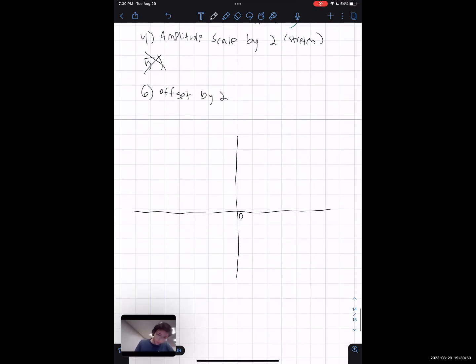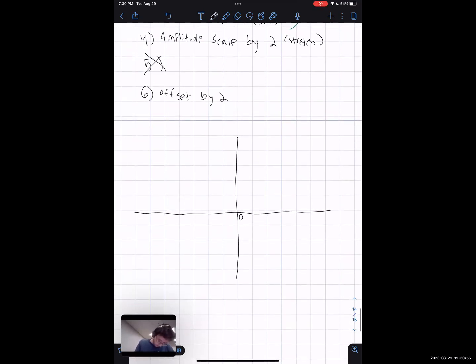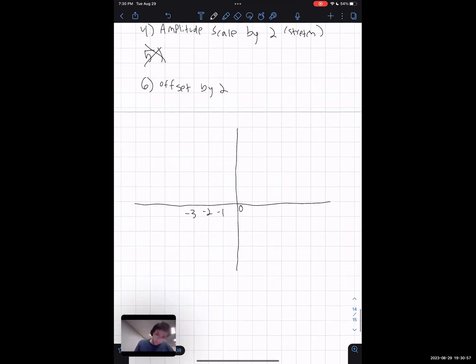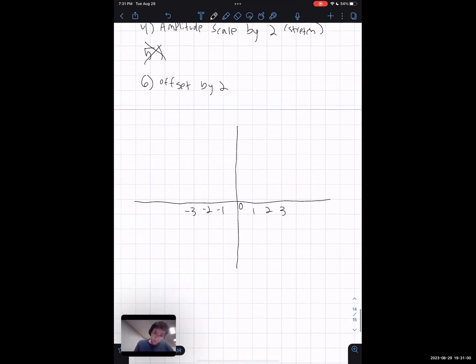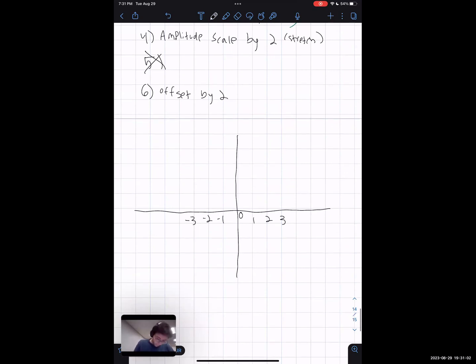Okay, so here's your signal. So we want to label the axis -3, -2, -1, 1, 2, 3. We're going to have a point here and a point at (-2, 1), and (-1, 2). And it's going to plateau over here. And then it's going to go to (1, 1), and that's going to go straight down to (1, 0).